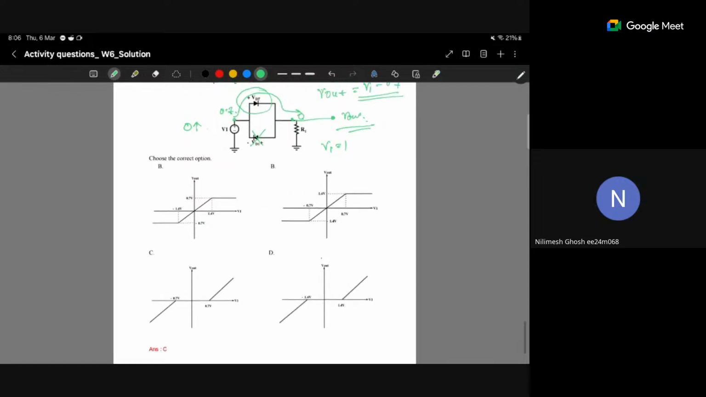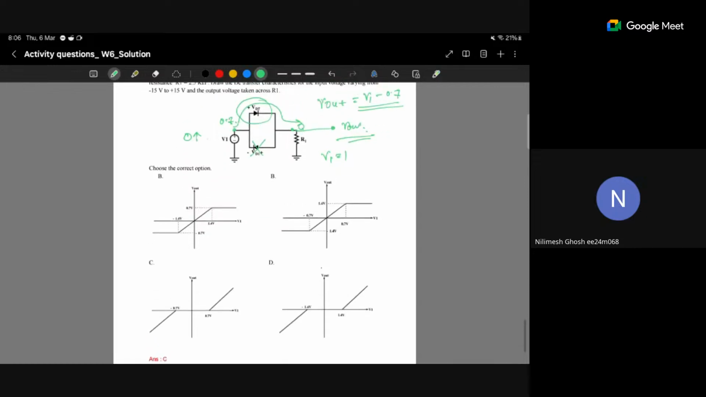So here intuitively you can see that from minus 0.7 to 0.7 volt, no current will flow. If no current flows, V out will be 0. So the characteristic will look like this. After 0.7 volt, the V out will be increasing linearly. And can you say what will be the slope here?